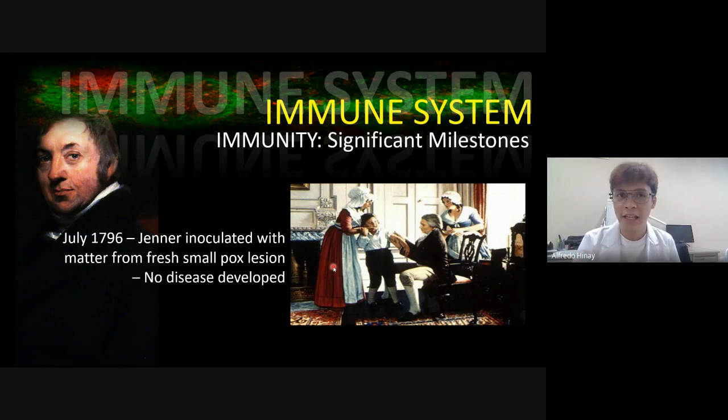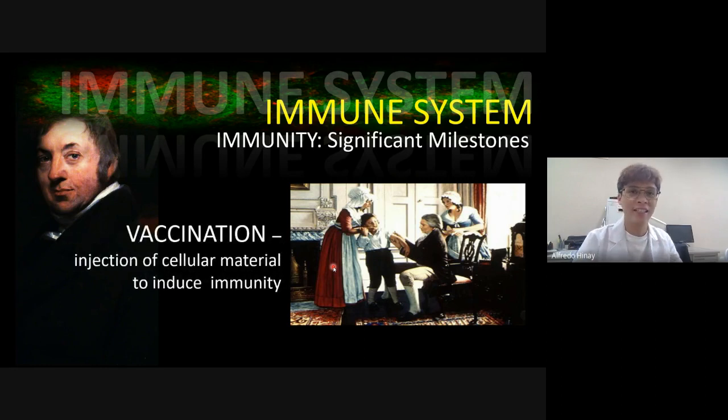Okay, and then, class, 1796 was the first development of the smallpox vaccine. 1977, sorry class, I would like to clarify that one. I mentioned earlier that 1977 is the last case of smallpox. I apologize for the mix up of the years.